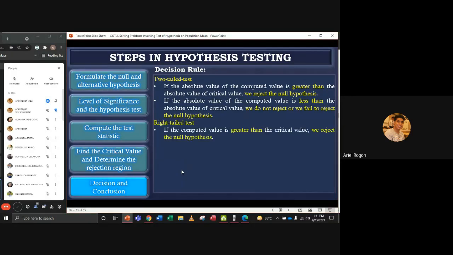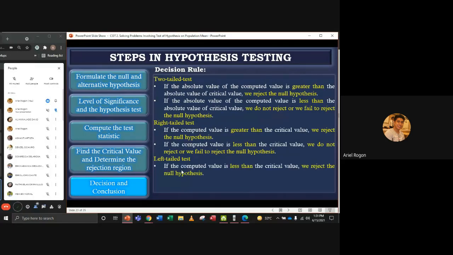For the right-tailed test, it's the same as the two-tailed test; magbabago lang tayo kapag left-tailed test. Kasi yung right-tailed test, same with the two-tailed test yan. Kapag greater than yung computed value natin sa critical value, i-reject yung null hypothesis. At kapag less than yung computed value natin sa critical value, we fail to reject the null hypothesis.